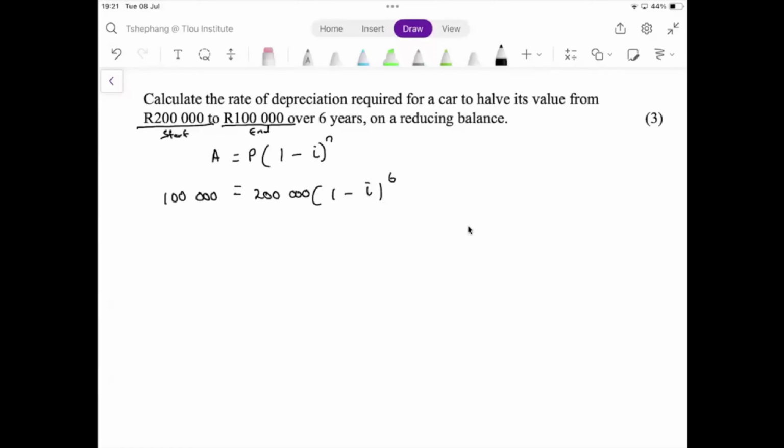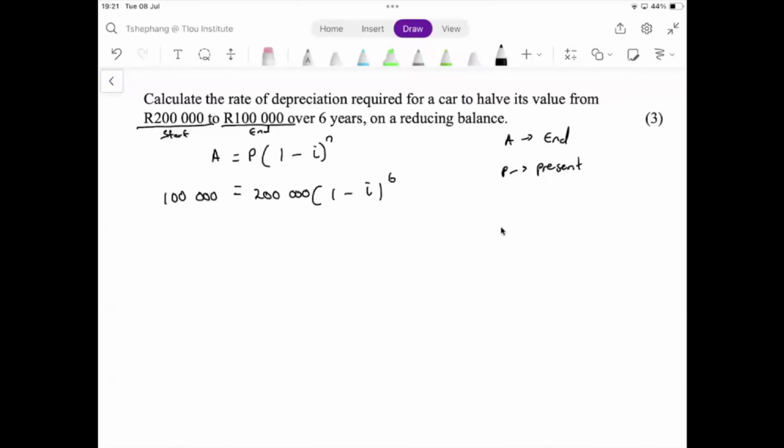Okay, so let's look at this. Remember I explained that A is the end amount. P is what it costs now, presently. So let me ask you, how much does the car cost now? Okay, I hope you're with me. No, that's not how much the car costs.